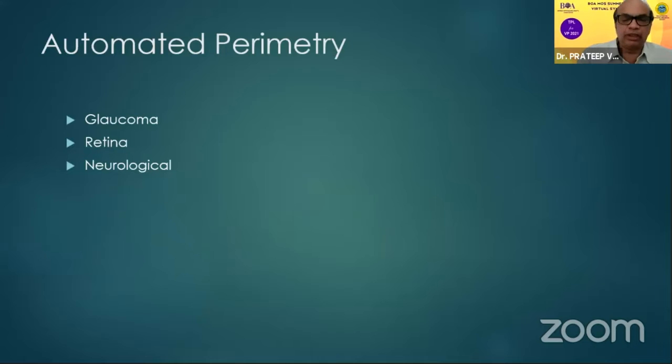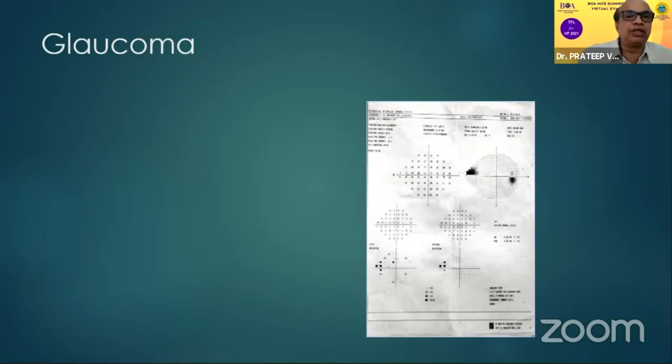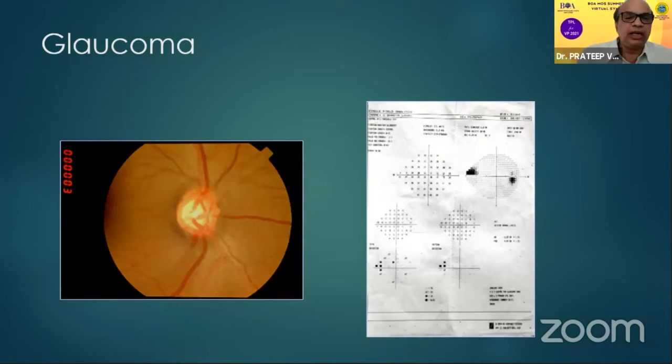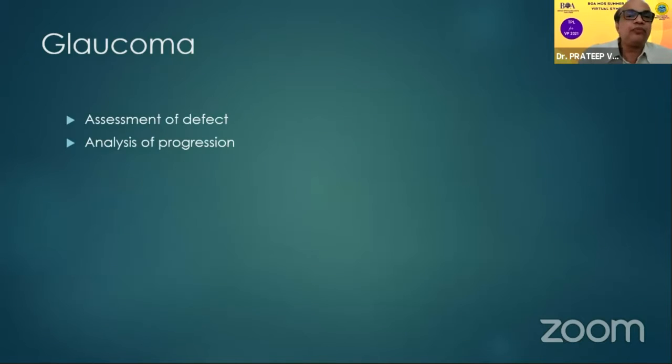You get lots of information from this test related to glaucoma, related to retina, related to neurological conditions, and you perform automatic perimetry to detect the pathologies in these three conditions only. So the standard definition of glaucoma is glaucomatous optic neuropathy with correlating visual field changes. So perimetry is still the gold standard for diagnosis of glaucoma. That is what glaucoma is.